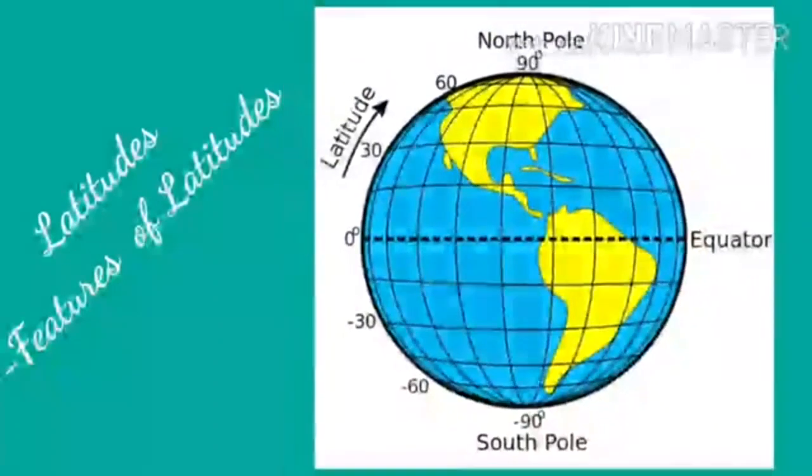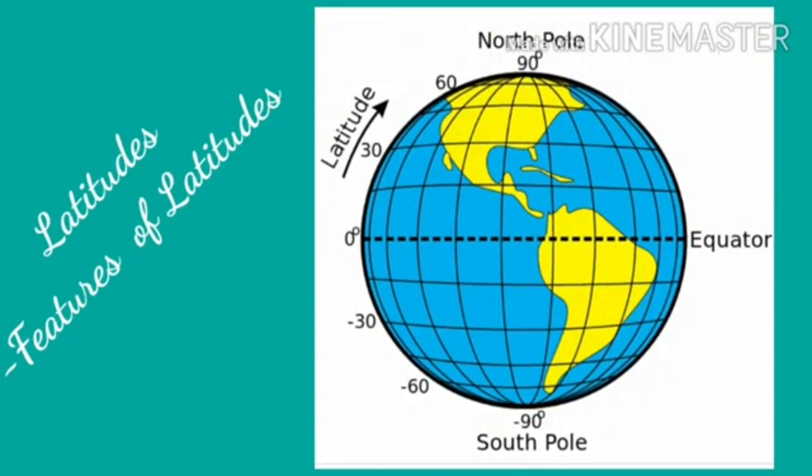Children, next one, latitudes. See, parallels are called latitudes. See, children, these are imaginary horizontal lines that run east to west across the globe. The equator divides the earth into 2 equal parts, the northern hemisphere and the southern hemisphere. What are latitudes? Yes, the imaginary horizontal lines drawn parallel to the equator. They are called latitudes or parallels.